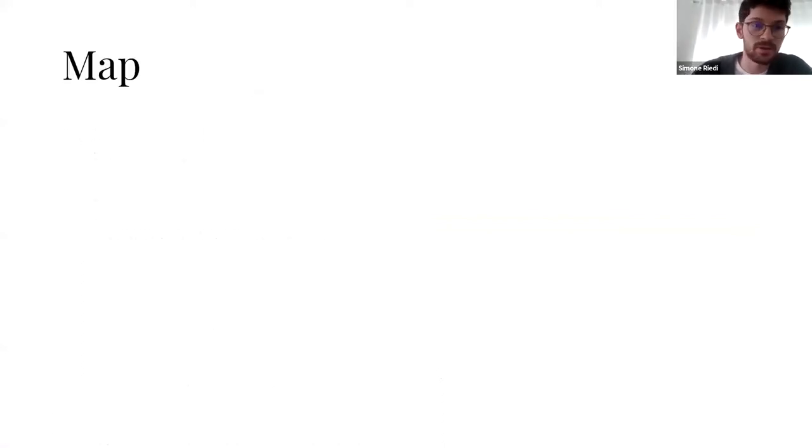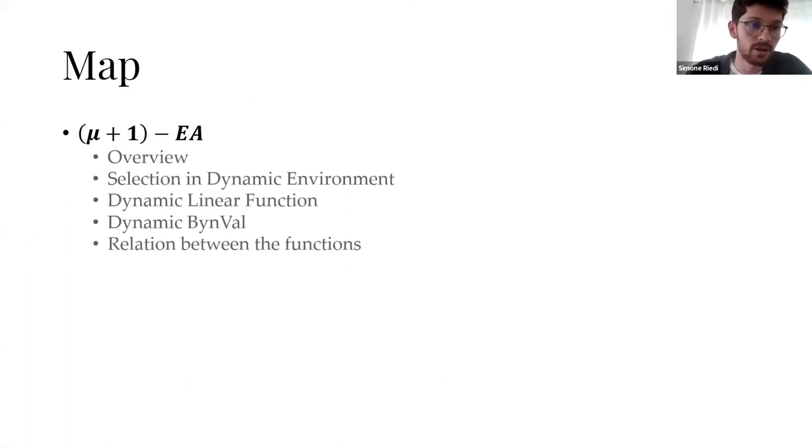So here is the map of what I will be covering in this talk. I'll start by giving a quick overview of the mu+1 EA and then talk about selection in a dynamic environment, which is slightly different from the standard selection. And then go over some of the important functions that are dynamic, such as the dynamic linear function and the dynamic BinVal function, which is the function we are interested in the paper. And then talk about the relation between these two functions.